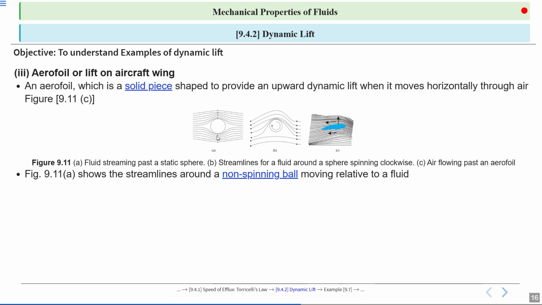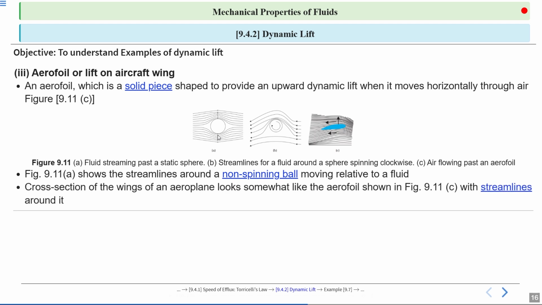So in figure 9.11a, we see streamlines around a non-spinning ball moving through a fluid. The lines are fairly symmetrical, which means there is no net lift force acting on the ball. This helps us understand that just moving through a fluid is not enough to create lift. The shape and motion matter.